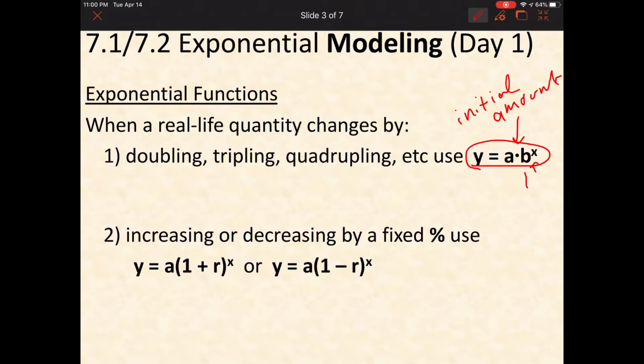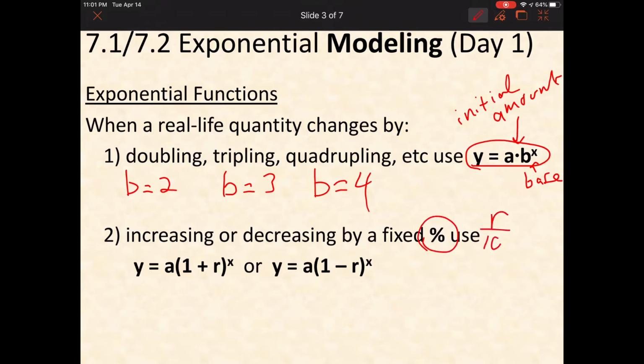This b is the base, of course, but it's really going to be the numbers that it tells you to be. So meaning that if it says doubling, that would be 2. If it says tripling, that would be 3. If it says quadrupling, that's 4. So that'll be used in these terms. When you are increasing or decreasing it by a percent, don't forget to divide by 100 to get that decimal. And these are now the bases. So the base will be a decimal, either above 1, like 1.02, or below 1, like 0.98 or something.